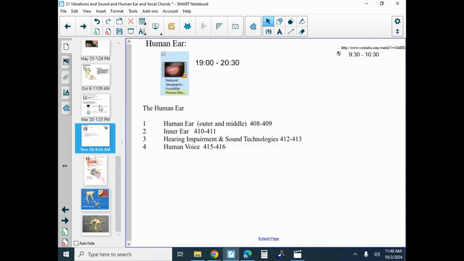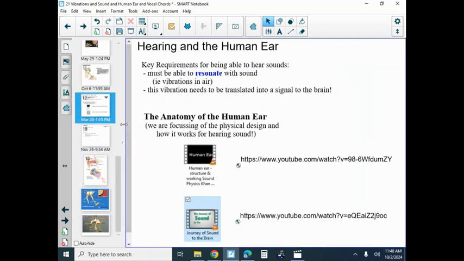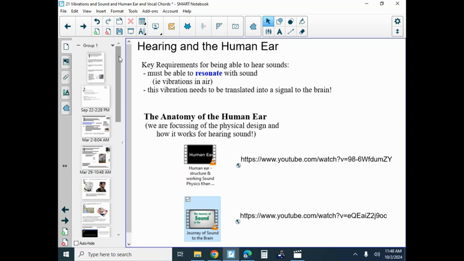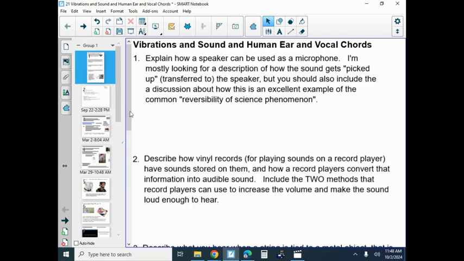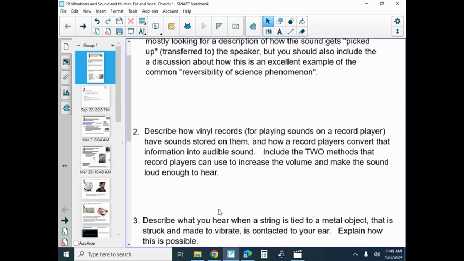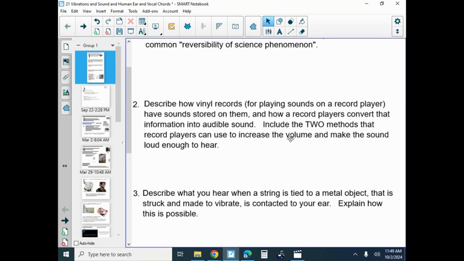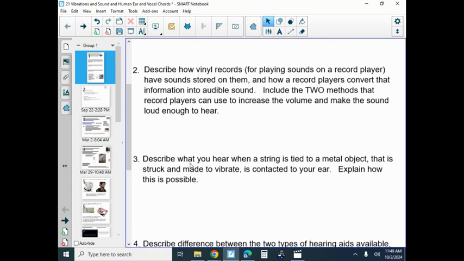Okay. So that is a lot about sound and hearing, and even how the human ear works, right? So some questions to do with this: how can a speaker be used as a microphone? Hopefully that's relatable to the reversibility. Definitely going to be using the word resonance in there somewhere. How vinyl records store sounds.